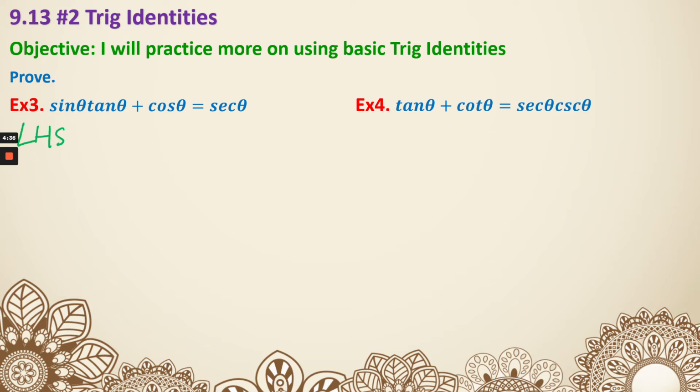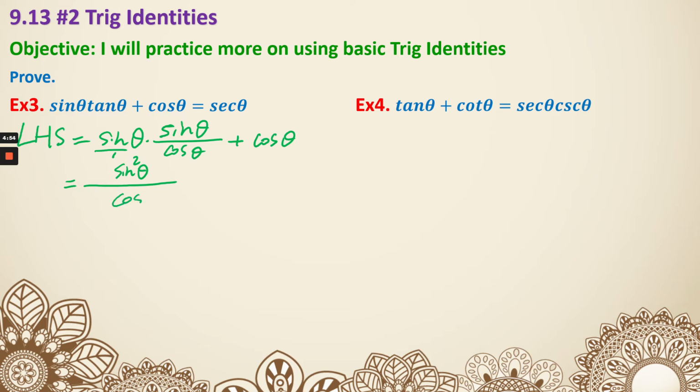Number 3. I have sine, tangent, cosine, so I'm just going to rewrite everything. My left-hand side is going to be sine times sine over cosine plus cosine. That is multiplication, so I have sine theta squared over cosine theta plus cosine theta. You can also treat that as over 1. And next, I'm going to have a common denominator. The common denominator in this case between cosine and 1 is going to be cosine.